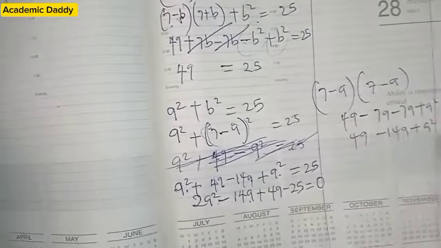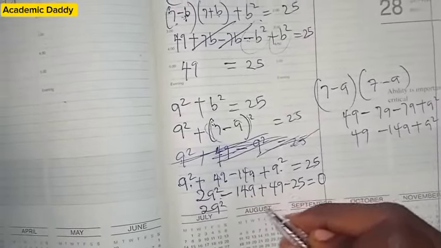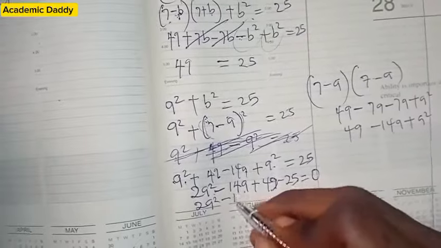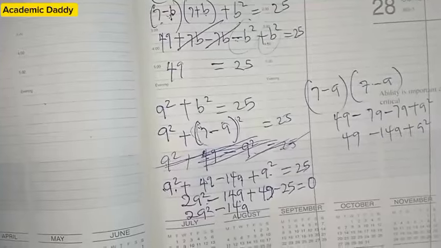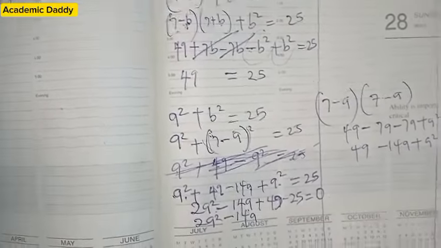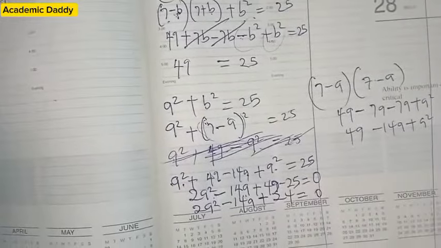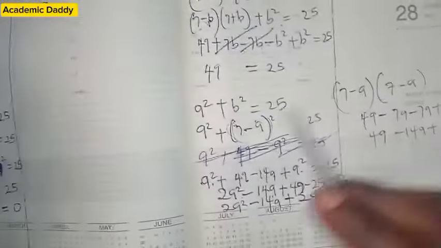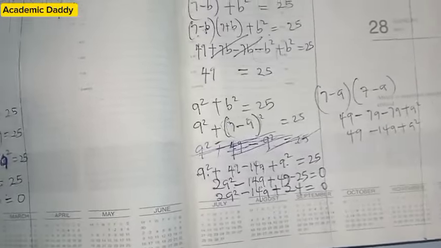This is now looking like a quadratic equation. So this becomes 2a squared minus 14a, and 49 minus 25 is 24, so plus 24 is equal to 0. So this is a quadratic equation. I think the problem was foiling this as a difference of two squares. It's best opened as a plain expansion so that we get a quadratic equation. So now let's solve the quadratic equation.